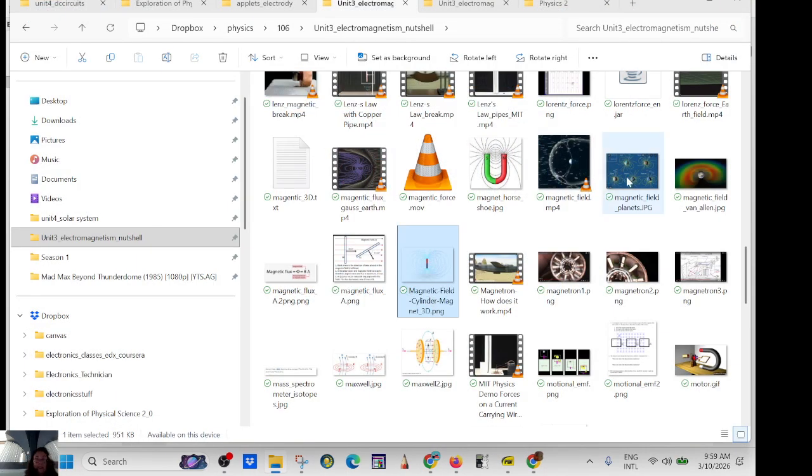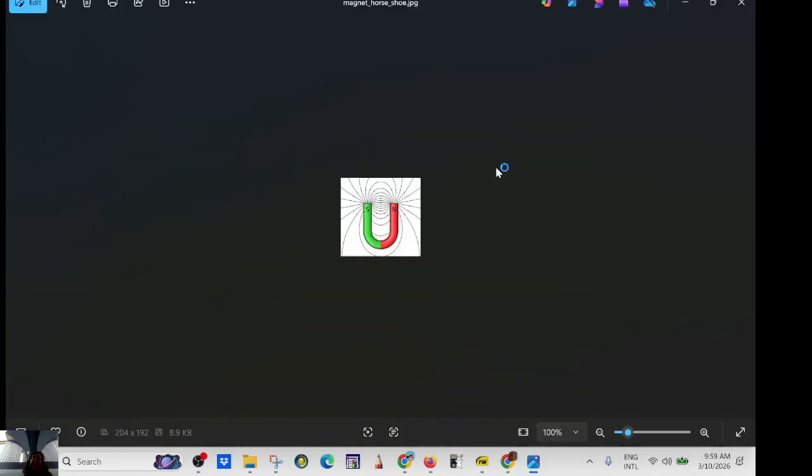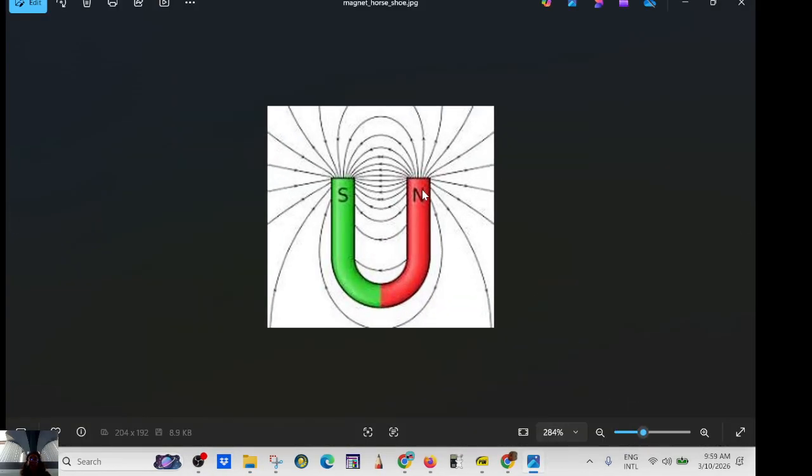Okay. Magnetic field here. So this is a horseshoe magnet. Okay, so out of the north into the south, between those two poles, it's almost a uniform magnetic field. So it reminds you of a parallel plate capacitor. Okay, magnetic 3D physical exploration.